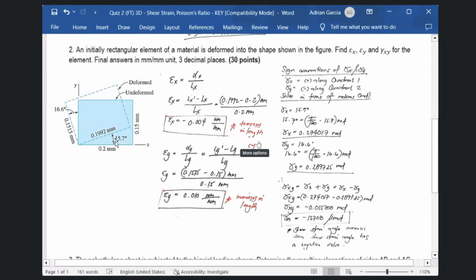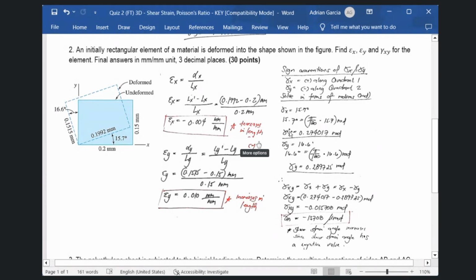So in obvious observation, the 15.7 degrees is along quadrant 1, positive, and the 16.6 degrees is along quadrant 2. So that means that is just a negative sign. I said, the shear strain angle at X is along quadrant 1, so positive. At Y, it is negative along quadrant 2. So I'm solving it in lengthened format, longer, in terms of radians, whatever we gave during that time. So, 15.7 is the shear strain angle at X. That is pi over 180 times 15.7. That is in radian. It will give you a radian answer.